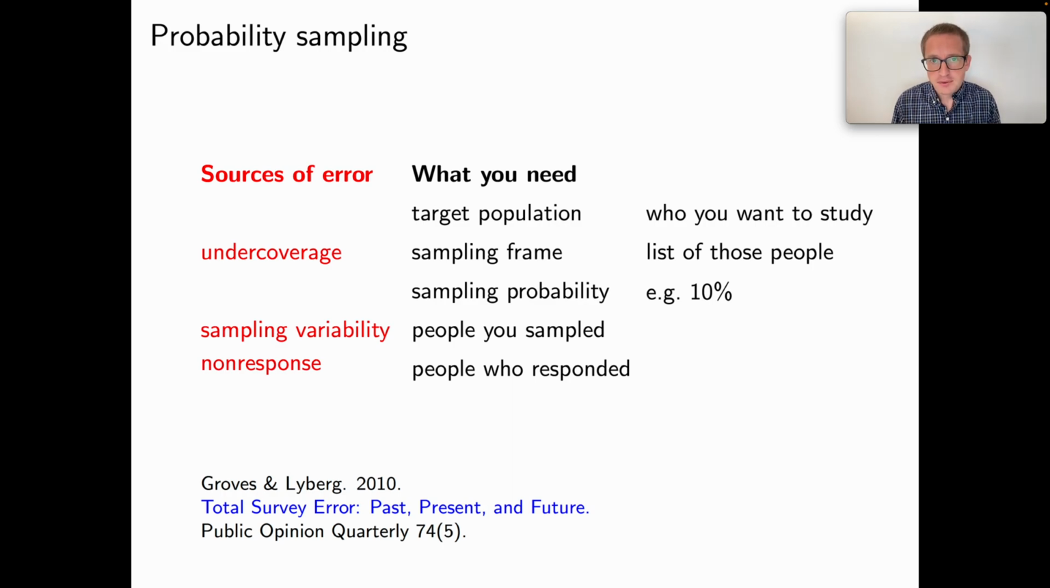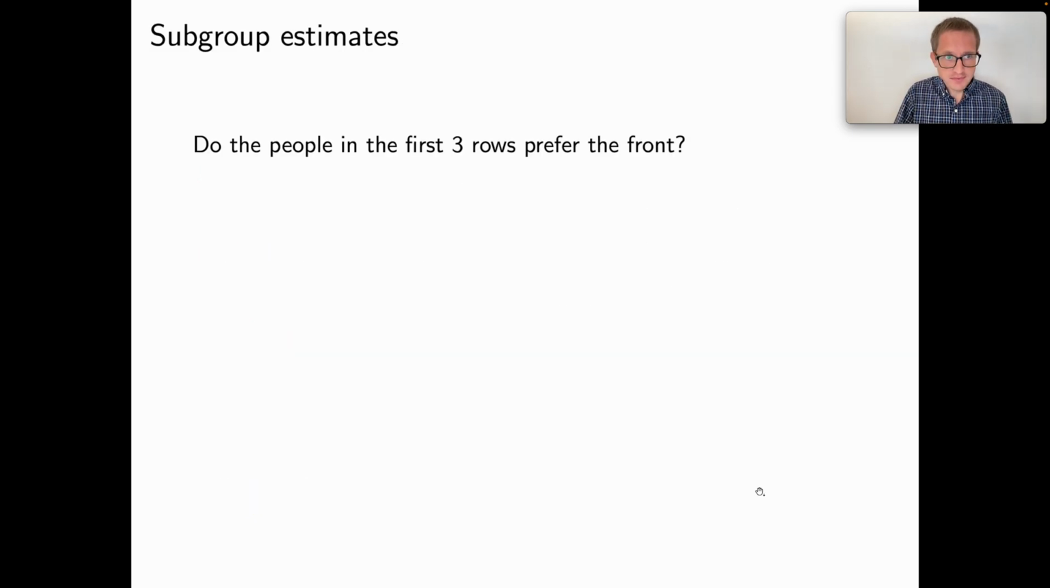As our example, we talked about estimating the proportion of our class who prefers to sit in the front of the classroom. Today we're going to turn to a related question, subgroup estimates. Do the people in the first 3 rows prefer the front? If we wanted to answer this question with a probability sample, we might have to think carefully about it.